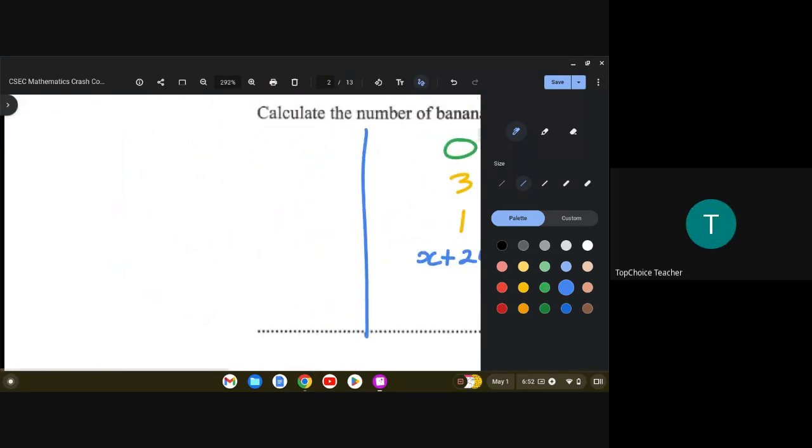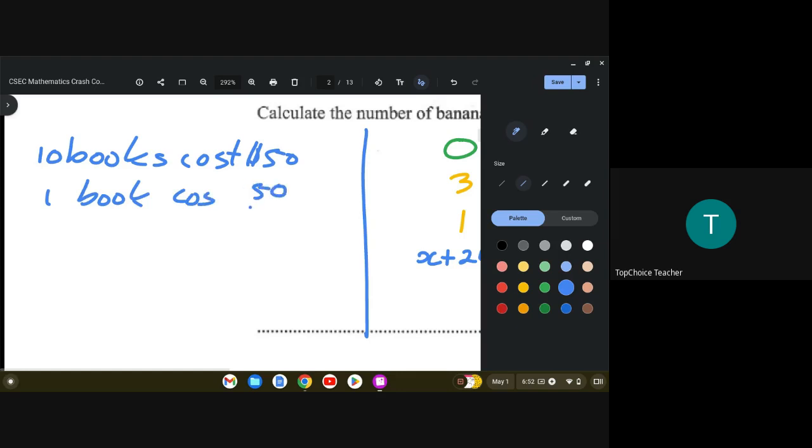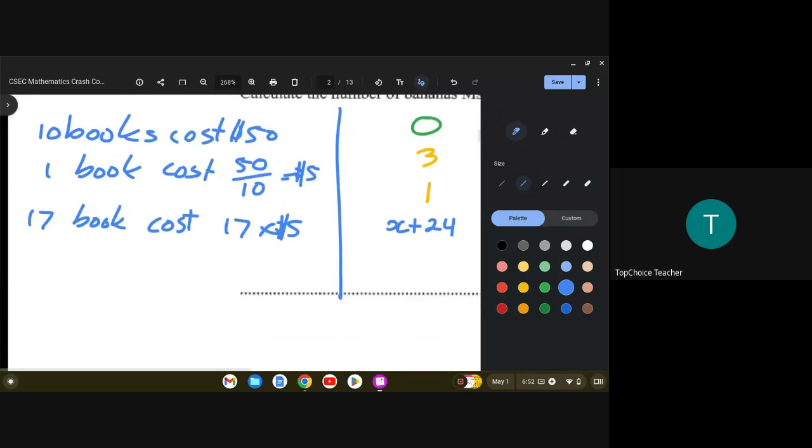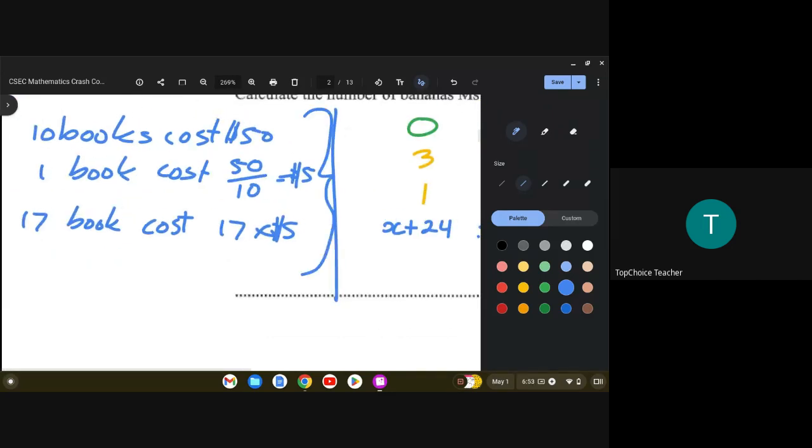So the analogy was that 10 books cost $50. One book costs 50/10 equals $5. So 17 books cost 17 multiplied by $5. That is the principle. What you all could visualize. You all could visualize this, put it into books here. You all could visualize that.